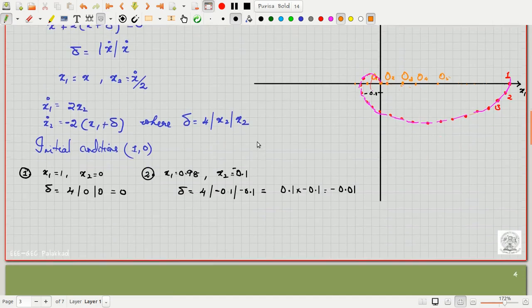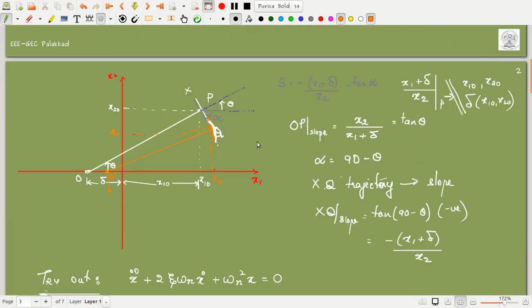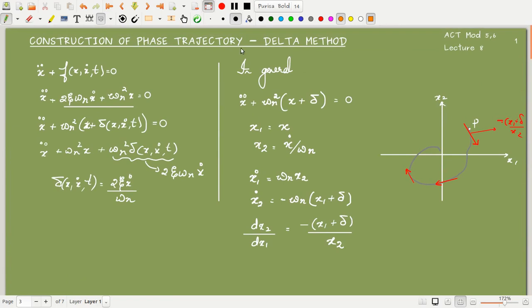So I will give some problems based on this. This is about the construction of phase trajectory. We have completed the portion on construction of phase trajectory using the graphical methods. Now we will go to a very interesting topic in nonlinear systems, which is the stability of nonlinear systems, and we will try to understand a very powerful method in analyzing nonlinear systems, which is the Lyapunov method.